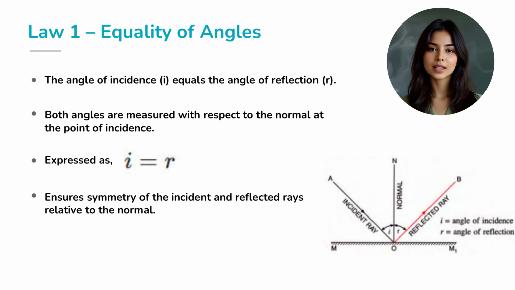If a ray comes in at 30 degrees, it goes out at 30 degrees. If it comes in at 57 degrees, it leaves at 57 degrees. Symmetry at its finest. It's like a well-disciplined dance move, whatever step the incident ray takes, the reflected ray copies it perfectly on the other side of the normal.